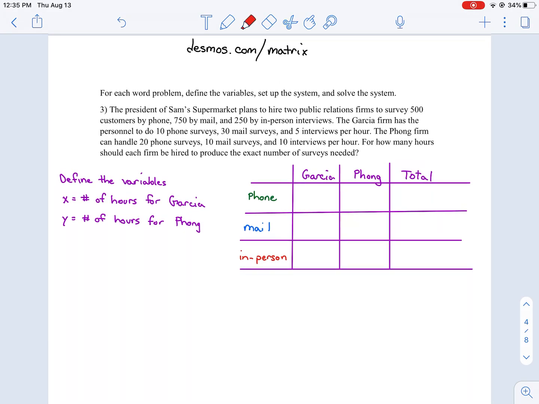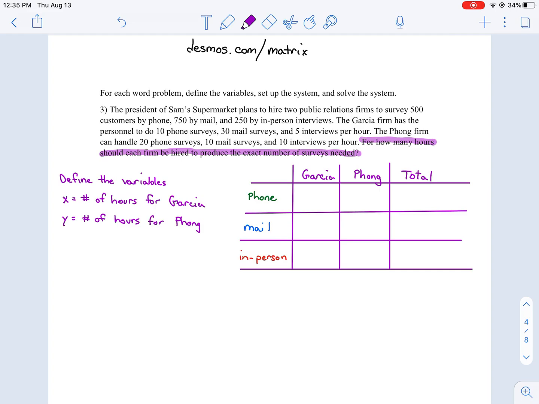Okay, so I'm going to go ahead and highlight the important information here. So the first thing I'm going to highlight is the last sentence, because that's going to help us define the variables. And since the question's asking for how many hours each firm should be hired, I'm going to let X equal the number of hours for Garcia and Y equal the number of hours for Fong.